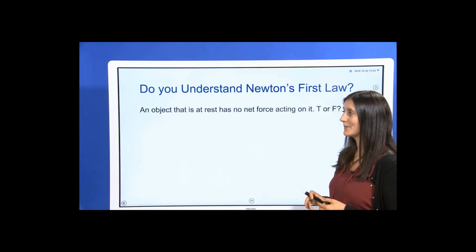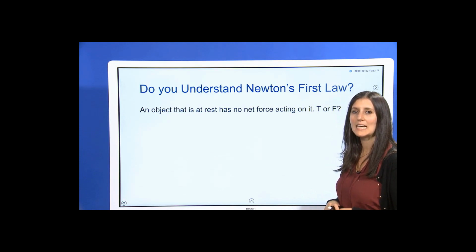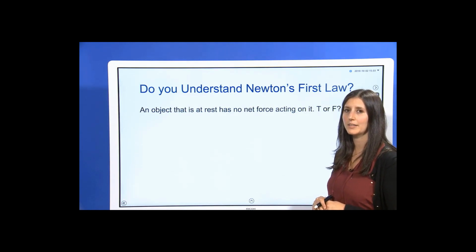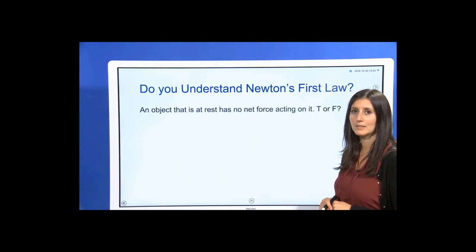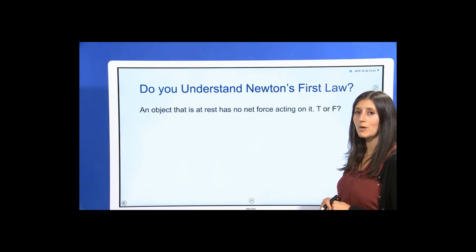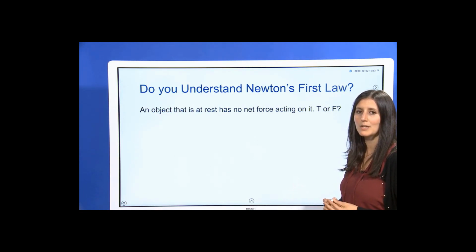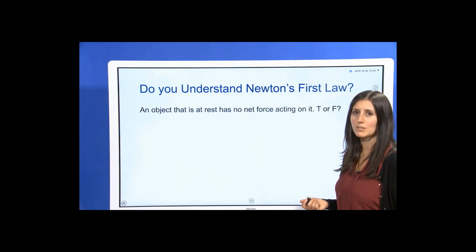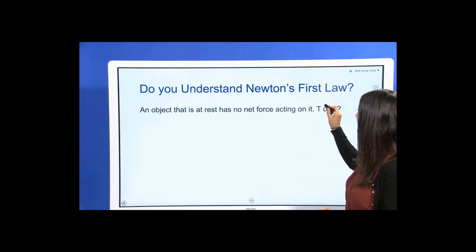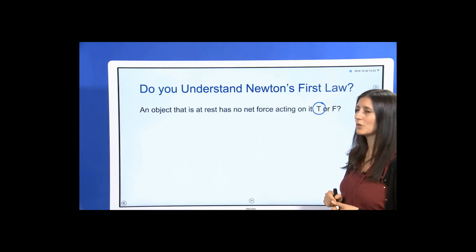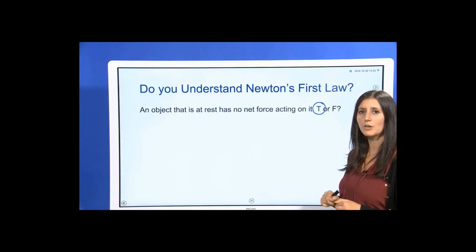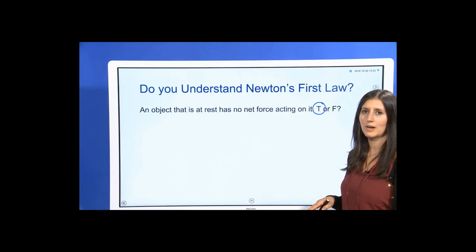Okay, so next question. An object that is at rest has no net force acting on it. Is that true or is it false? If an object is at rest, then it must be in equilibrium because its velocity is constant. If you're at rest, your velocity is 0 and it's staying 0 all the time. So that means you must have no net force acting on you. So this would be true.